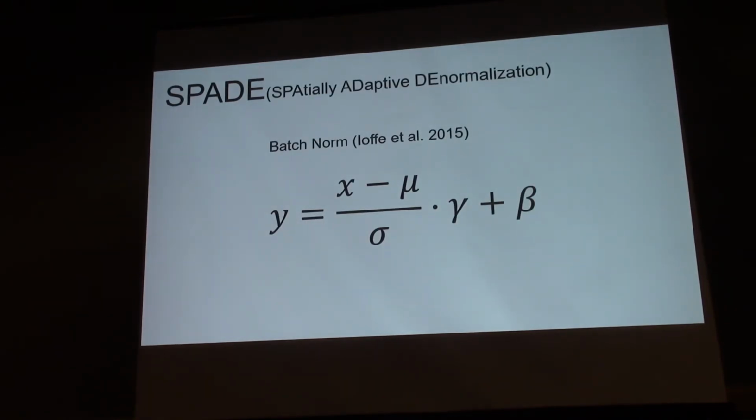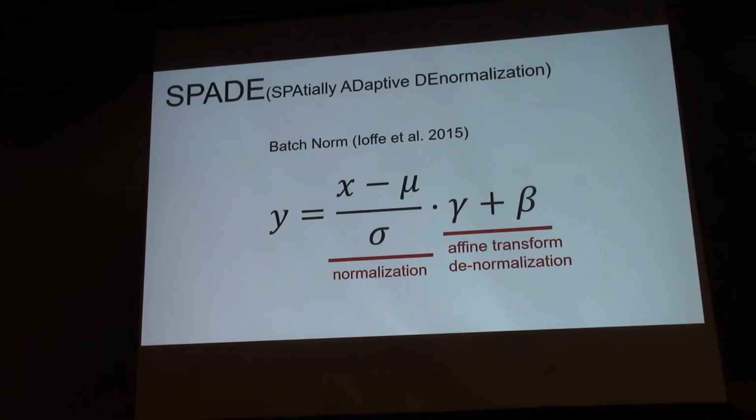So this is what we did. We extended the idea of batch normalization. I think you probably all know that batch norm consists of 2 parts. First is the normalization part that computes the mean and variance and makes the output distribution zero-centered and unit variance. And the second part is the learned affine transformation part that allows more flexibility to batch normalization. And we call this part denormalization because after the second part, the distribution is not normalized anymore.